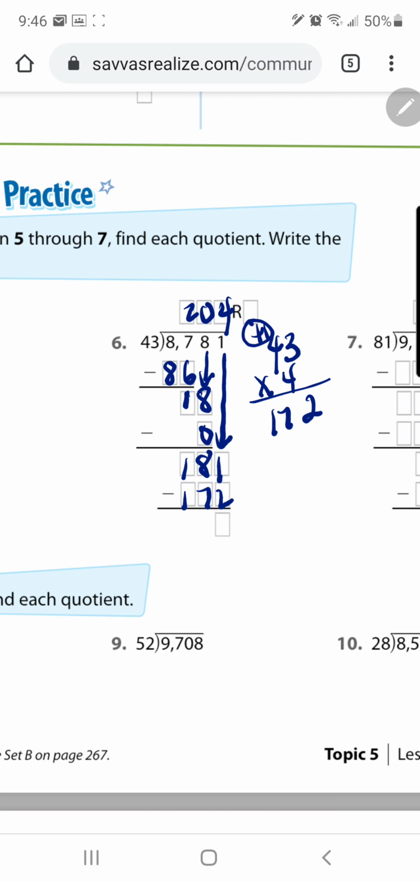Recuerda que puedes hacer tu multiplicación en el lado, si no lo puedes hacer como lo estoy haciendo yo, como el ejemplo que hice ahorita, repasé. La diferencia de ese, del producto 172 y 181 es, bueno, vamos a ver.